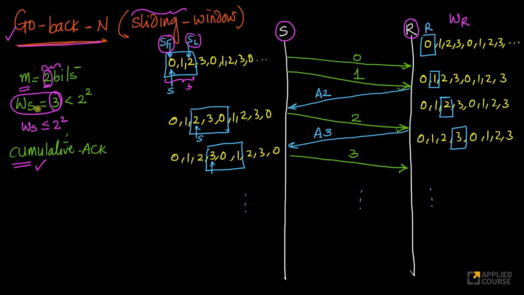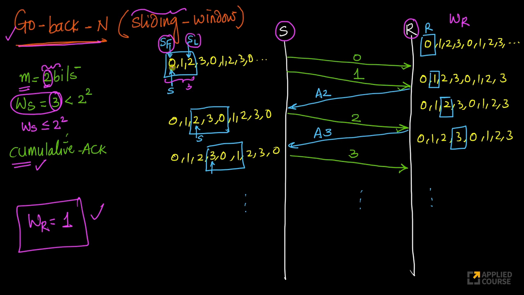Just like there is a window on the sender side, there is also a window on the receiver side. On the receiver side, this window width is always 1 in Go Back N. So in Go Back N, the width of the receiver window is always 1. This is very, very important. So the receiver is now waiting for frame 0.